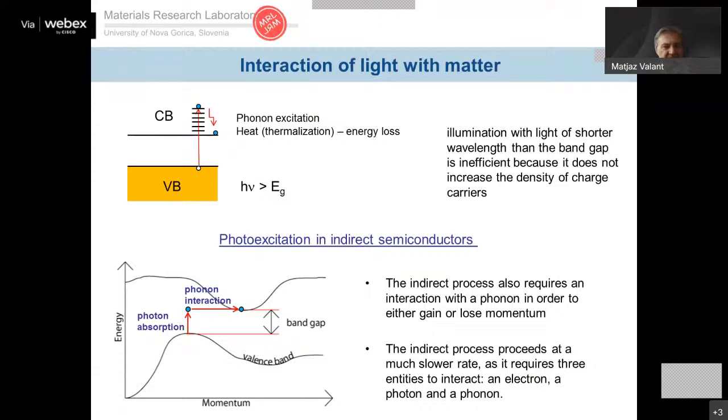Okay, now we said the following. If we have a photon with higher energy than the band gap of the material, we excite the electrons to some upper states in the conduction band, and then we come down by thermalization, heat. But this we consider as the energy loss. And only then we get these active species.